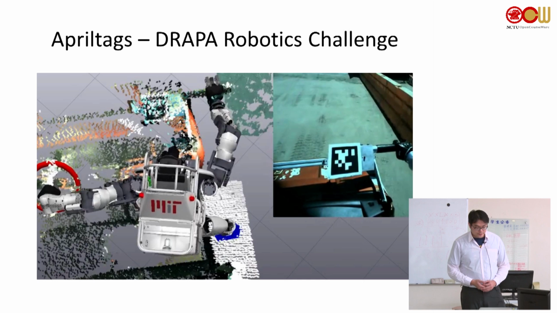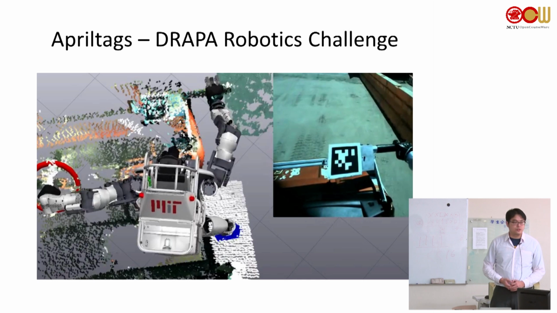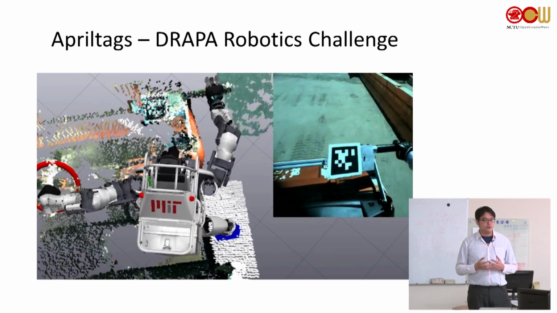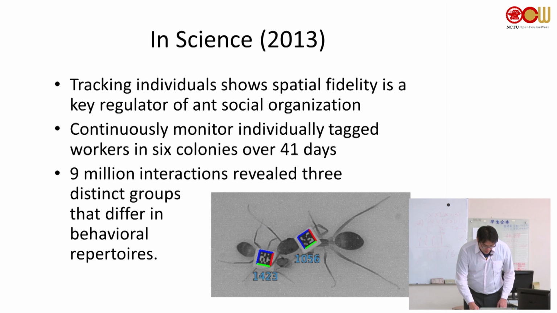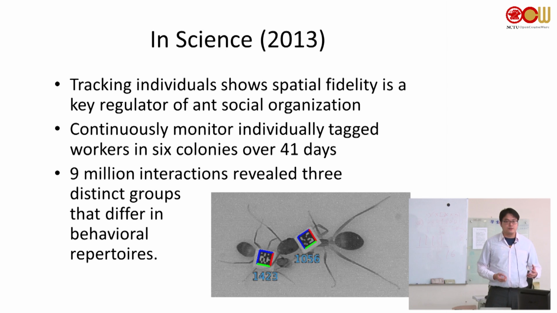And the other example is the DARPA Robotics Challenge. You can see that Atlas tries to drive the vehicle, and there is an AprilTag there. Many difficult tasks become fairly easy. And there is other research that uses AprilTag to do something very, very interesting, even cross-discipline, not necessarily for a robot.